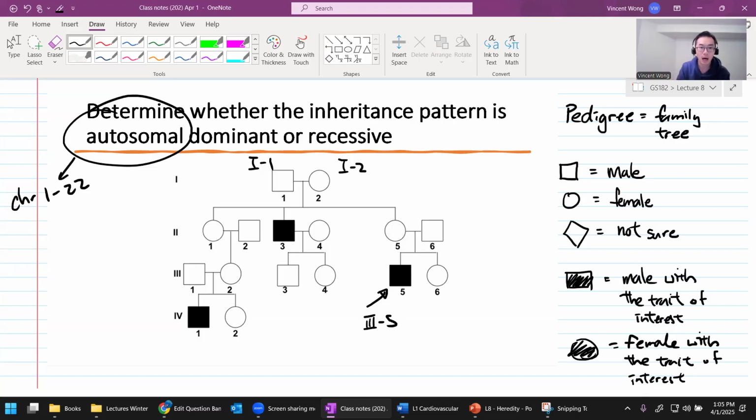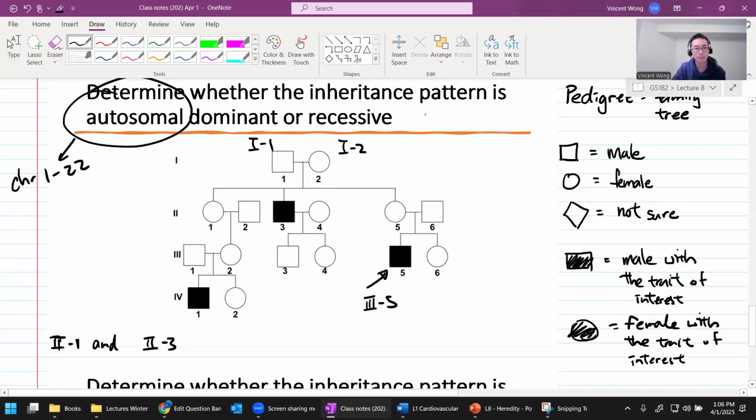So, what's the relationship between 2-1 and 2-3? How would you describe their relationship? What are they to each other? Someone please tell me. 2-1 and 2-3, what are they? Siblings, that's right. Very good. So 2-1 is right here, 2-3 is here. They are brother and sister. You don't know which one is older, doesn't matter. So these are siblings.